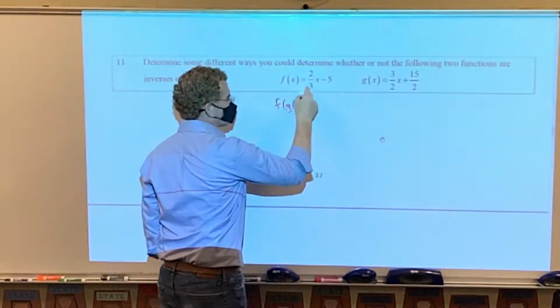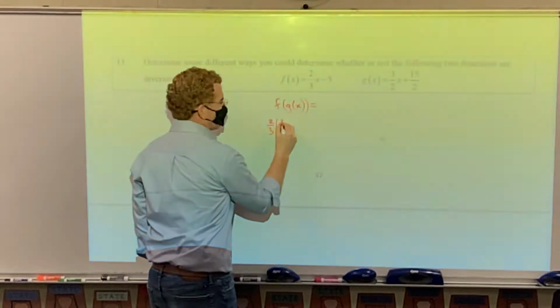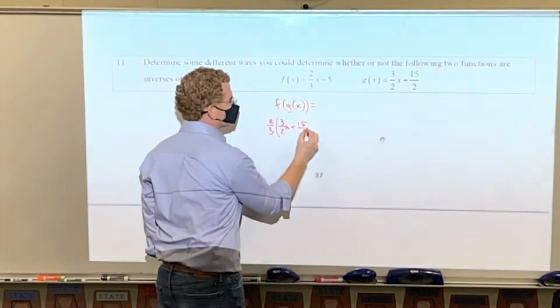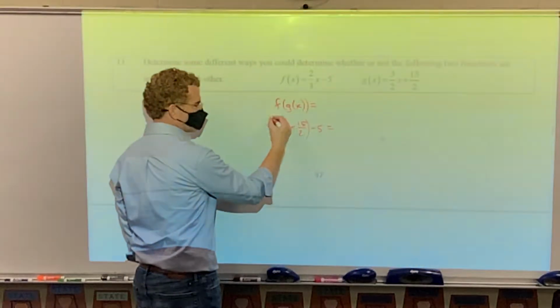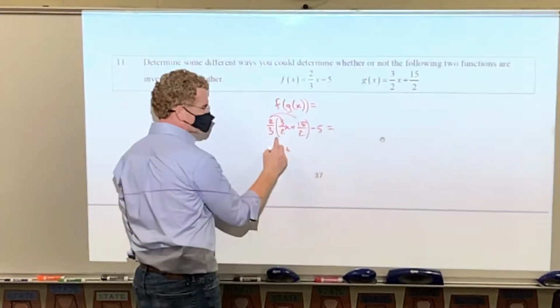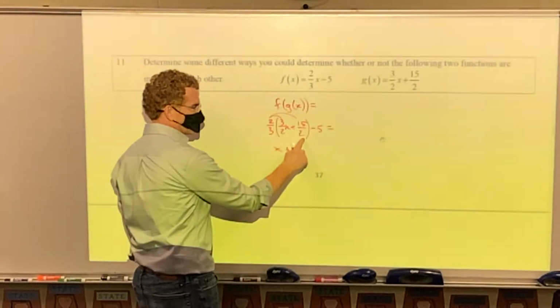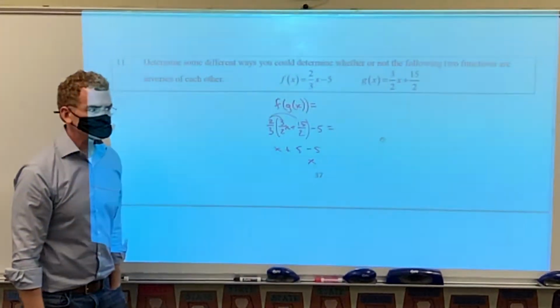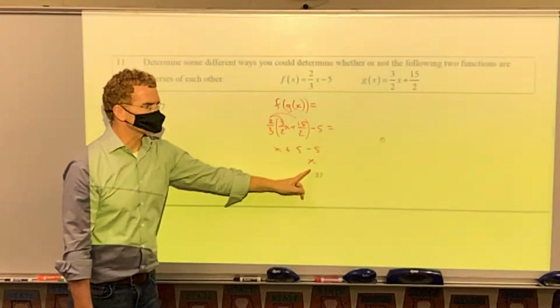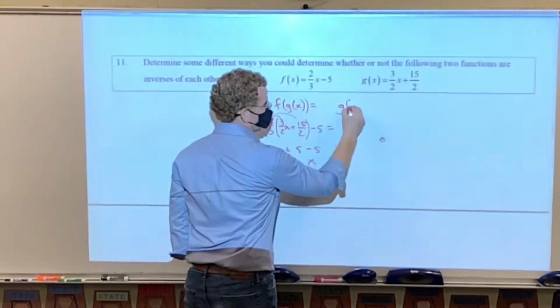So take the g, plug it in there. So I get 2/3 times all of that mess minus 5. And when I distribute it in there, I get x plus what? What's that times that? 5 minus a 5. Well, that checked off. That f of g of x gave me x. Now let's check g of f of x.